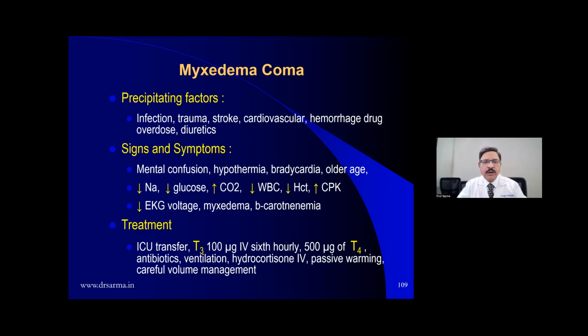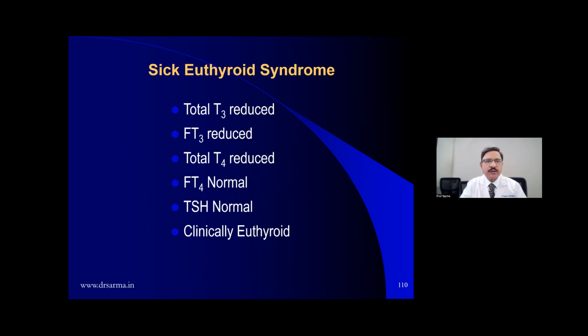ICU admission, T3 100 micrograms IV 6th hourly. Here is the injection treatment of thyroid, not T4, because we want immediate action. T3 has to be given. 100 microgram ampoules are available, IV 6th hourly. 500 micrograms of T4 you can also give intramuscularly. That gets converted into T3 slowly in a day or two. Antibiotics, ventilation, IV cortisone, passive warming, and careful volume management are the tricks there. Okay, these are short notes.